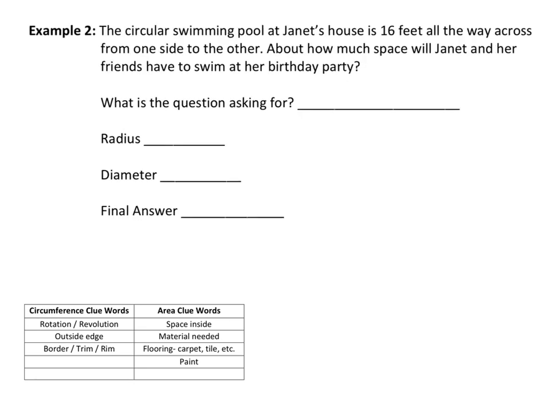So here's our second example. It says the circular swimming pool at Janet's house is 16 feet all the way across from one side to the other. Since there's no picture here, I like to draw it. So we're going to make a circle of a swimming pool. All the way across is 16 feet. All the way across the circle is our diameter, so diameter is 16 feet. Radius is half of that, so we divide by 2. 16 divided by 2 is 8 feet.